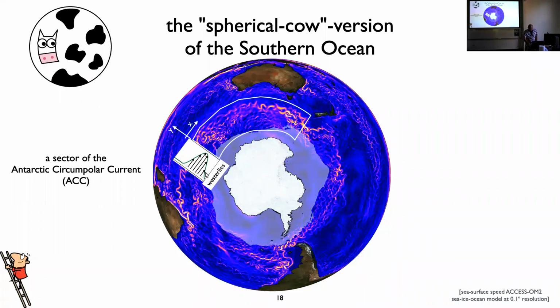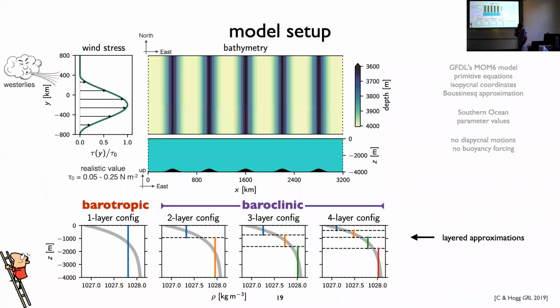And we want to see if this simple model captures the main features of the flow that we want to address. So in more detail, we'll also have some mountains at the bottom of the ocean, very simple mountains, and this is our setup. And we will put some Southern Ocean values for the Coriolis parameter, and so on.